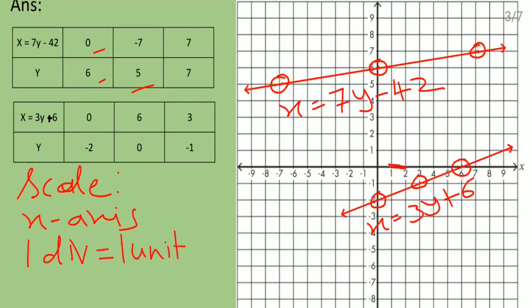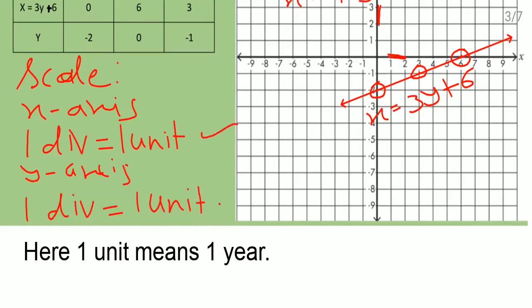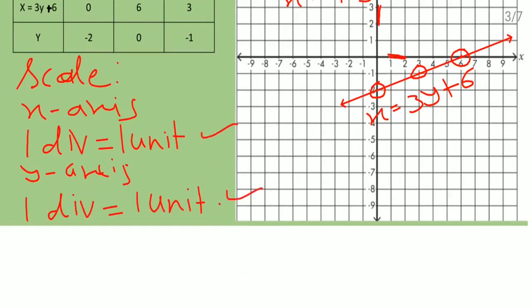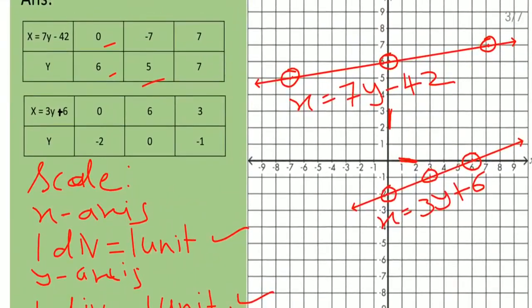Okay. Now same thing I will do on the y-axis. Take any two consecutive numbers and do the subtraction of the bigger number and the smaller number. It also comes as 1 only. So for the y-axis, 1 division is equal to 1 unit. So this way you will write down the scale on the x-axis and scale on the y-axis. Correct? I hope all of you understood this sum. Thank you.